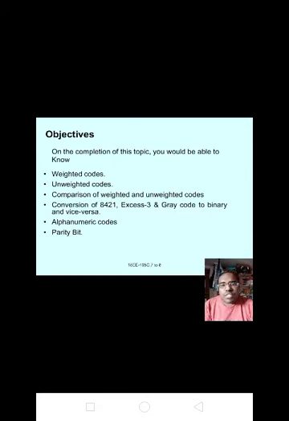Objectives. On completion of this topic, you would be able to know weighted codes, unweighted codes, comparison of weighted and unweighted codes, conversion of 8421, XS3 and gray code to binary code and vice versa, alphanumeric codes and parity bit. These are the objectives which we learned today in our class.